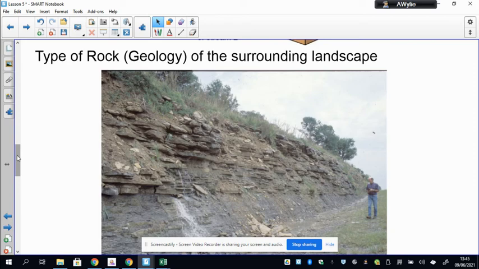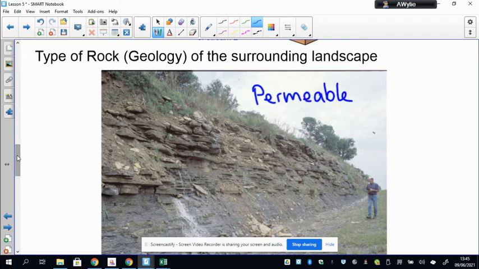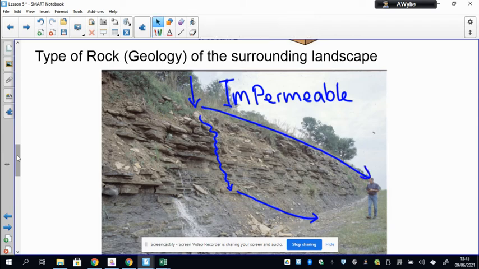Well, if water lands on a rock that is very absorbent, or what we would call permeable, the rock will soak that water in, and water will take a long time to make its way through the rock before getting to the river. However, if the rock is impermeable, which I've just written there, then it will not absorb rainwater, and the water will just hit the surface and flow down across the surface, and will therefore get to the river much faster.